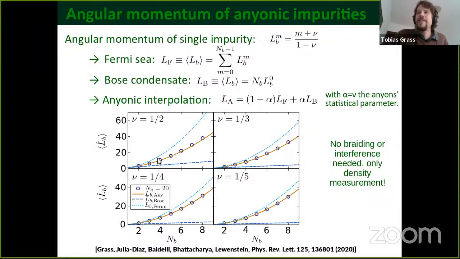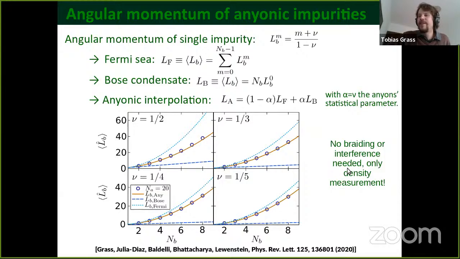And so that means that actually we can extract the statistical parameter of the anions just from the angular momentum of the impurities, which we can obtain from a density measurement of the impurities. So there is no braiding needed, there is no interference measurement needed, just measurement of the density, which is certainly a very simple approach towards measuring that quantity.